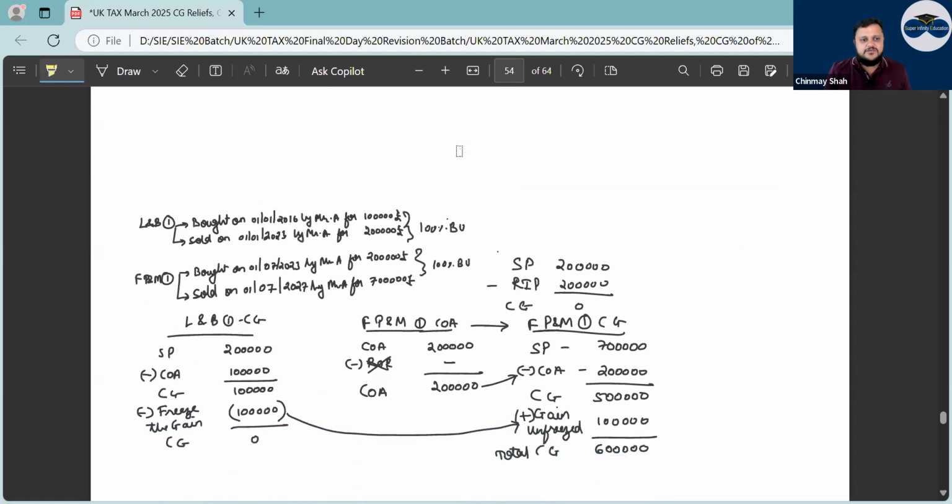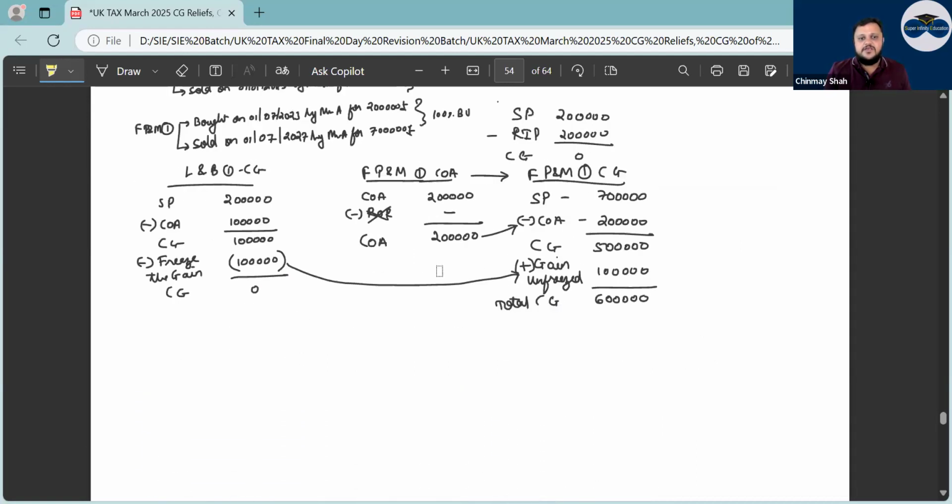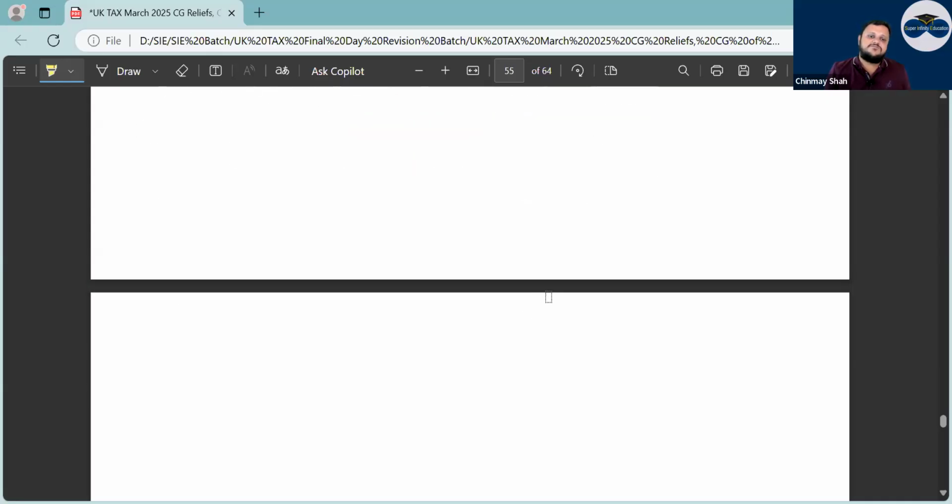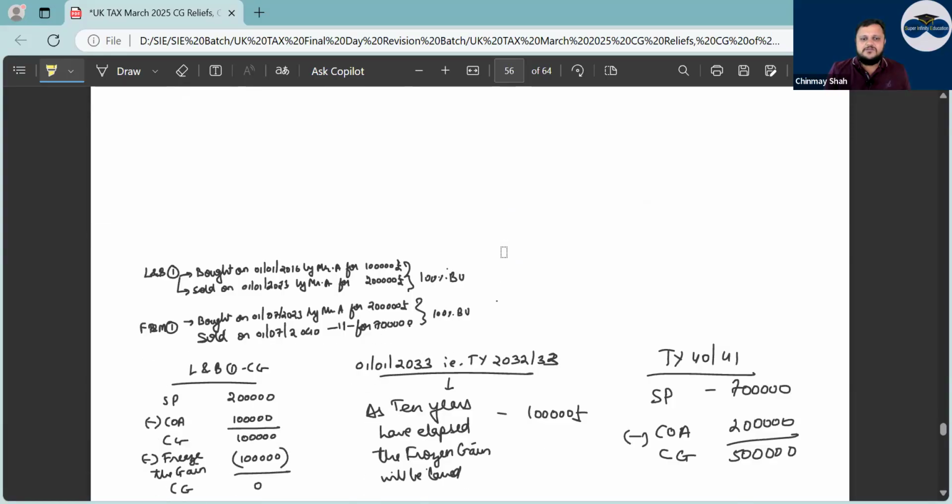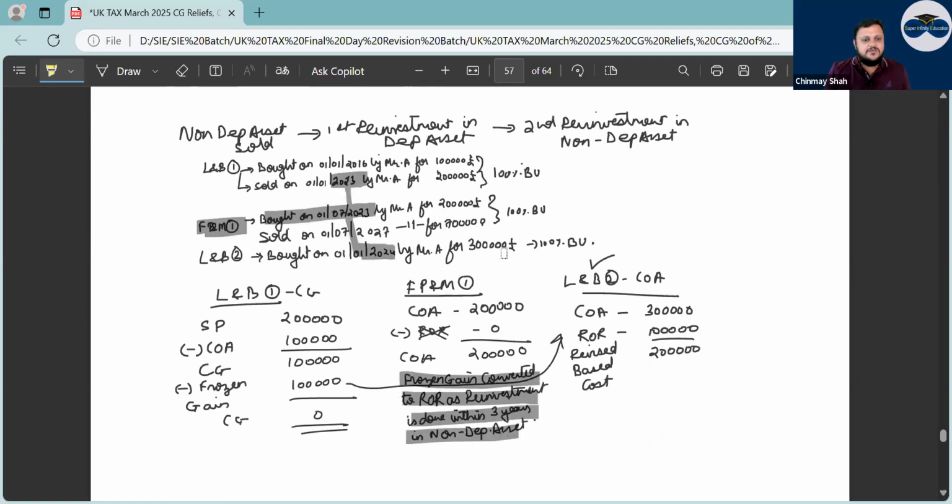So have a look. I have taken a question, right? You take fixed plant and machinery. Here, freezing the gain happens. There is no revised base cost. Cost of acquisition will be 200,000 only. When this fixed plant and machinery is sold, let's say, or 10 years have passed, or it ceases to be in business, correct? Then this frozen gain will get unfrozen here. So there are three questions I have taken on this. You can have a look at it.